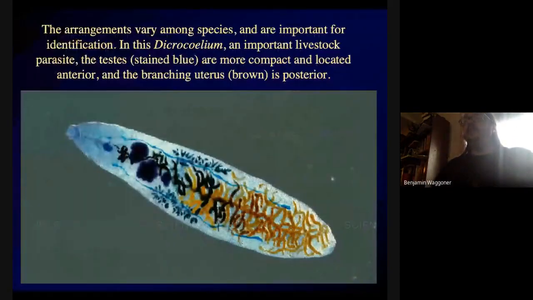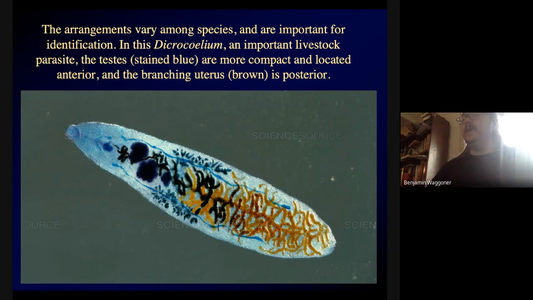Again, the arrangements are important for classification. This is another livestock parasite, and it's one that's capable of parasitizing people as well. Actually, so is the sheep liver fluke. You can get infected by those. This is Dicrocoelium, the so-called lancet liver fluke. And in this species, the uterus is posterior. It's that kind of brown, branchy thing in the lower right part of this picture.